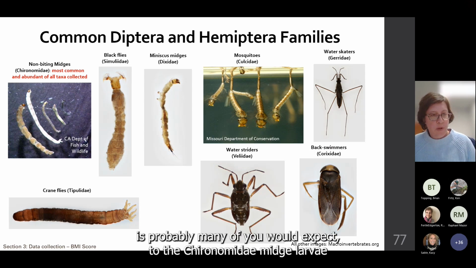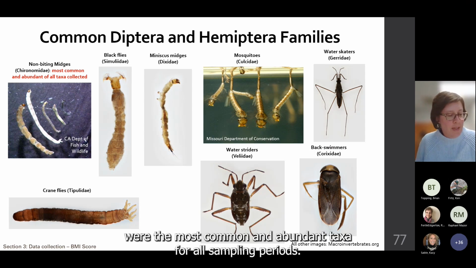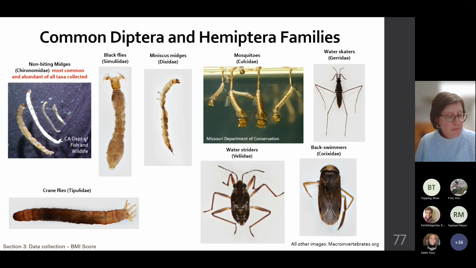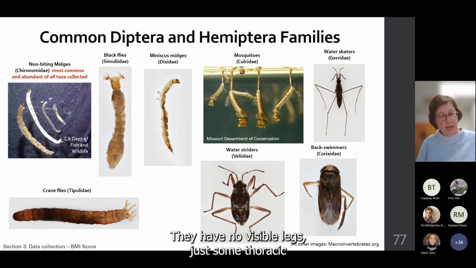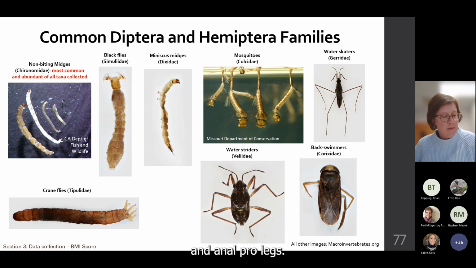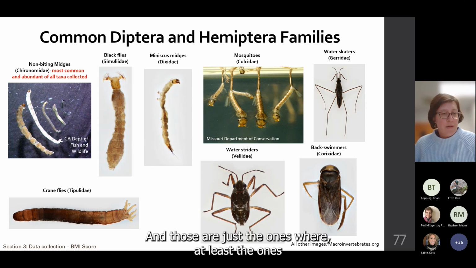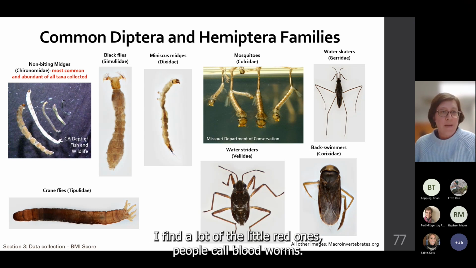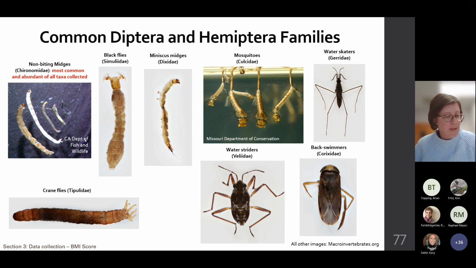So, as probably many of you would expect, the chironomid midge larvae were the most common and abundant taxa for all sampling periods. The larvae can be various shades of yellow, green, and red. They have no visible legs, just some thoracic and anal prolegs. And those are just the ones, at least the ones I find a lot, the little red ones, people call bloodworms. It's not really blood.